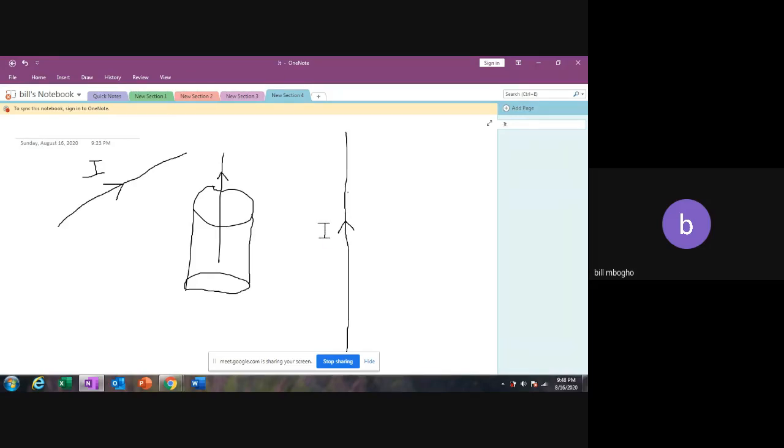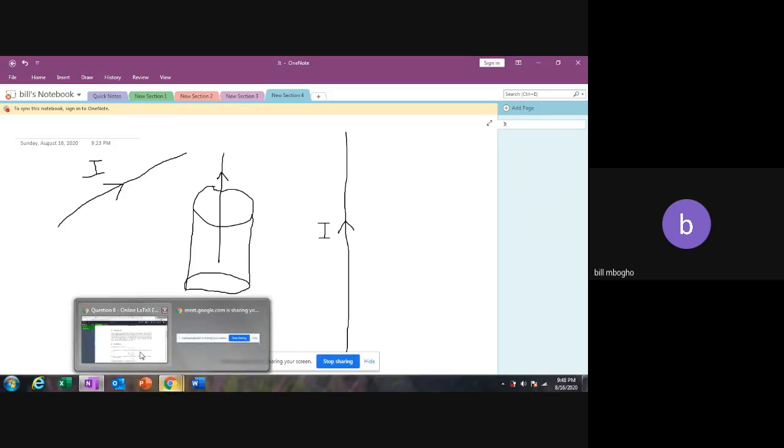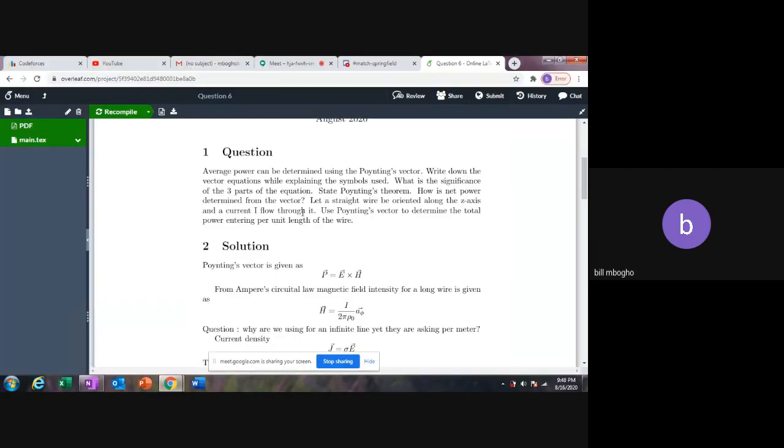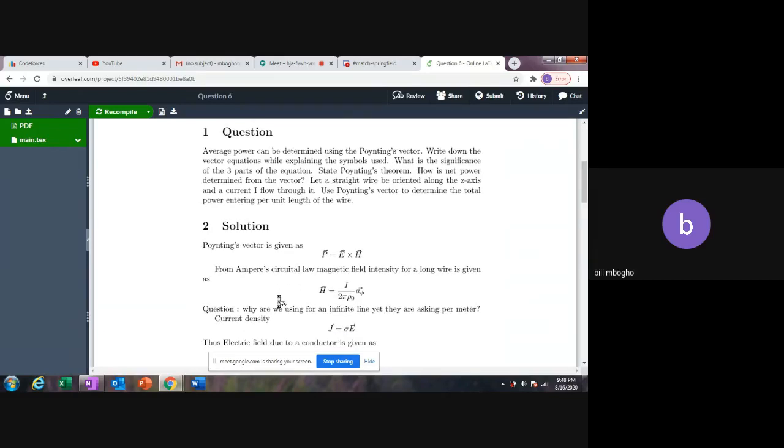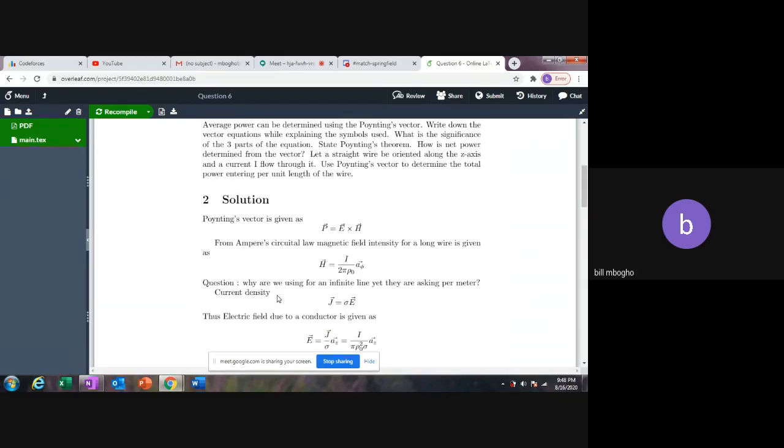Yeah, current I is flowing through that wire. And then they want us to get the rate at which power, the total power entering per unit length of the wire. The steps are simple because Poynting's vector, as you can see, is not very long.